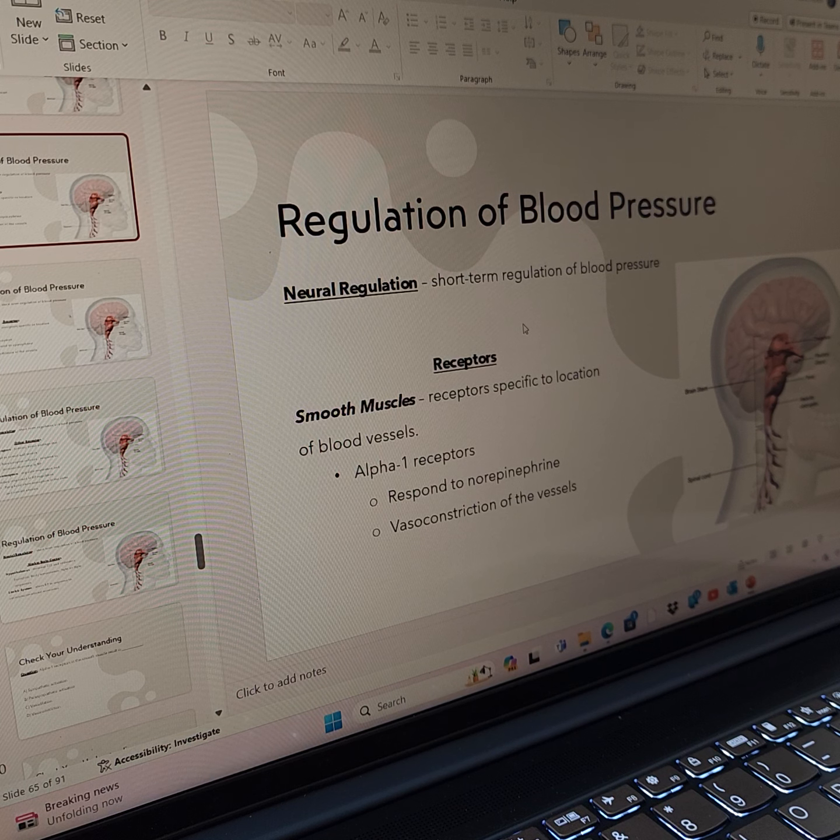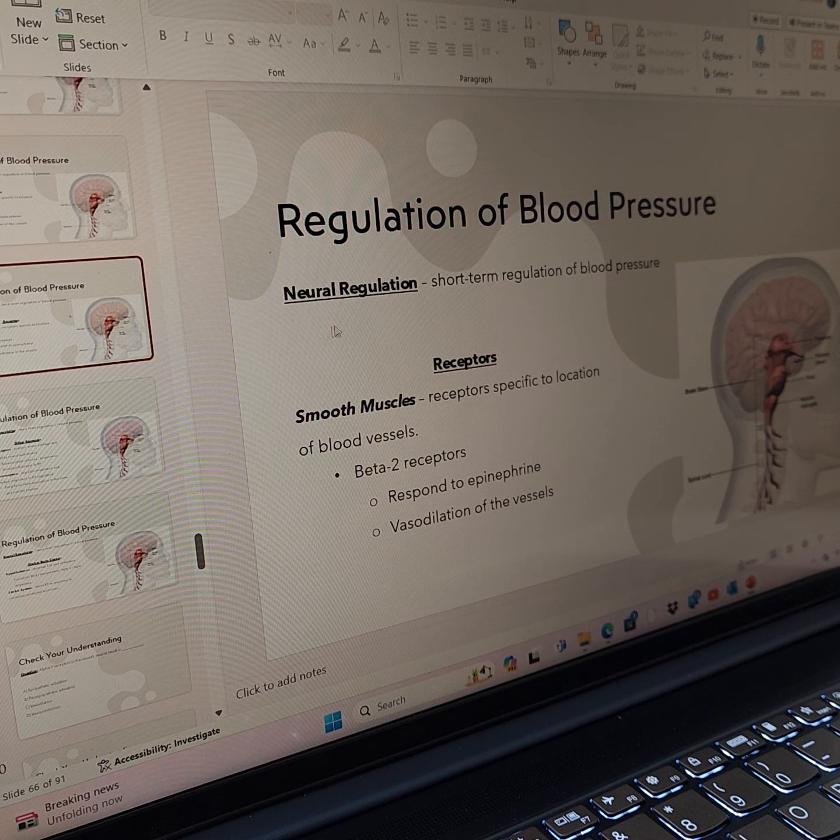Neuroregulation, short-term regulation of blood pressure. The receptors are on smooth muscles, specific to any location. Alpha-1, they're going to hammer home alpha-1 receptors. These respond to norepinephrine and cause vasoconstriction of the vessels. So alpha-1, vasoconstriction. Beta-2 receptors: this is vasodilation. Beta-2 dilation. They respond to epinephrine.